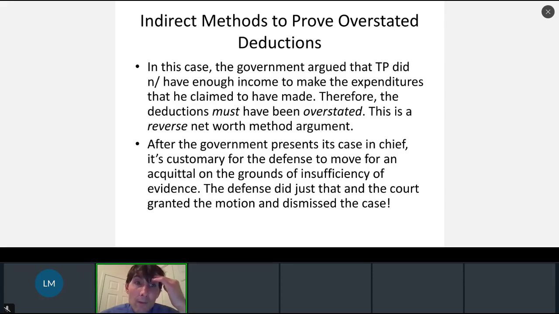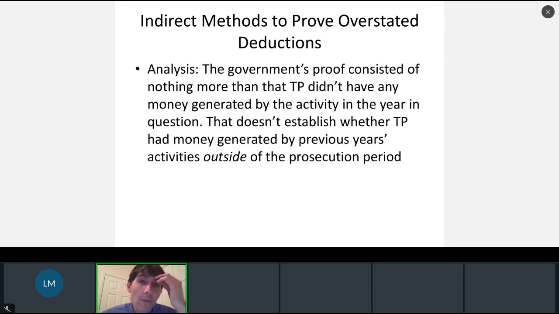After the government presents its case in chief, it's customary, as is the dance, for the defense to move for an acquittal on the grounds of insufficiency of evidence, directed verdict. The defense did just that, and the court granted the motion and dismissed the case. The court's analysis was that the government's proof consisted of nothing more than that the taxpayer didn't have any money generated by the activity in the year in question. That doesn't establish whether the taxpayer had money generated by previous years' activities outside of the prosecution period.